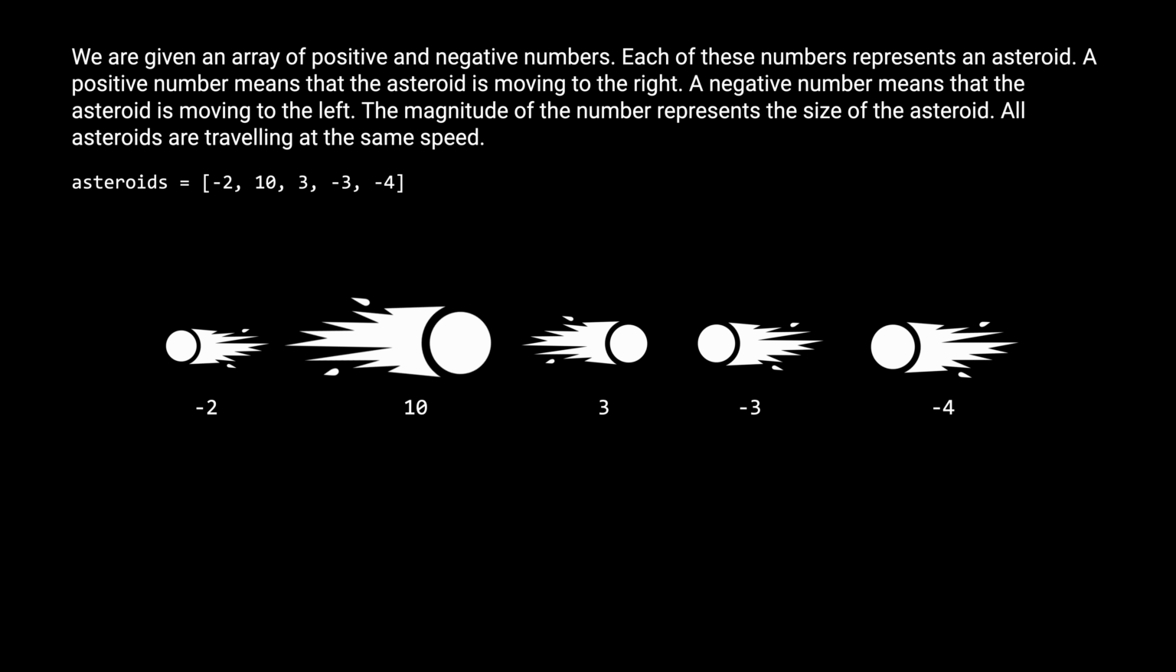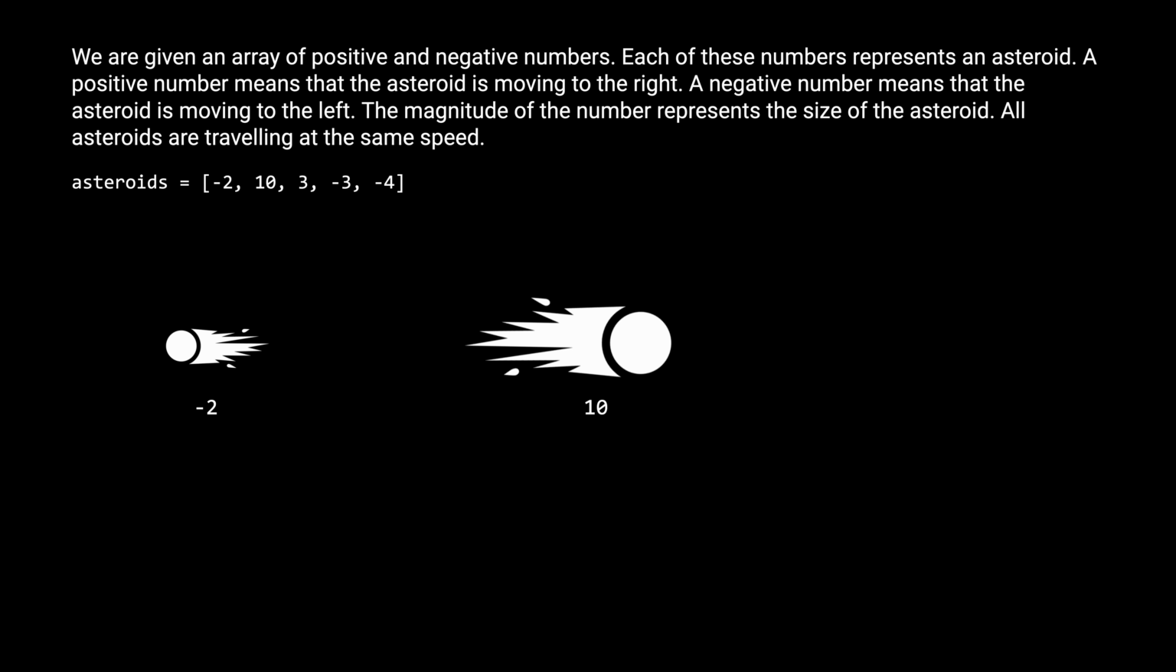Then there is a collision between 10 and -4. Since the 10 asteroid is larger, the -4 asteroid gets destroyed. After this, there are no more collisions, and the -2 and 10 asteroids are the only two remaining. So this would be the final answer that we return as an array. Hopefully now at this point you have a better understanding of the problem. Let's see how to come up with a solution.